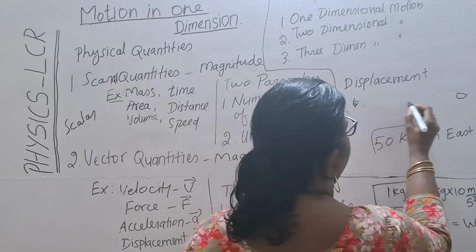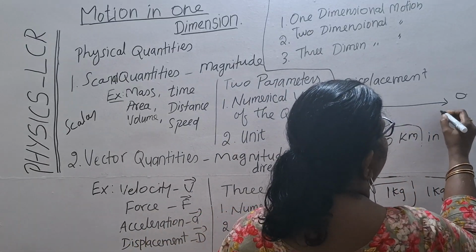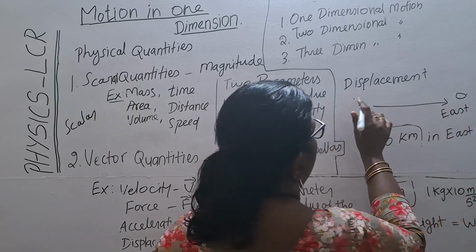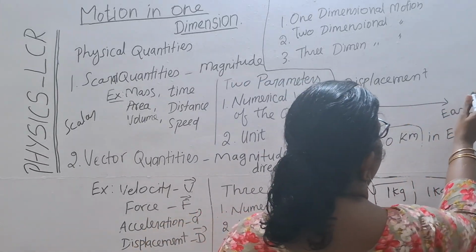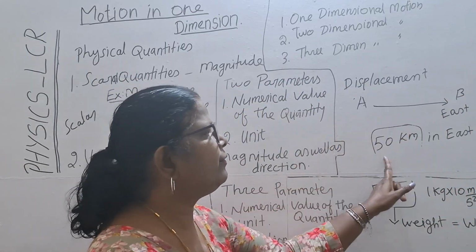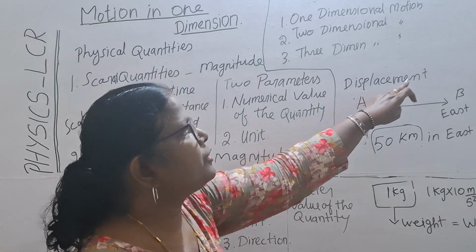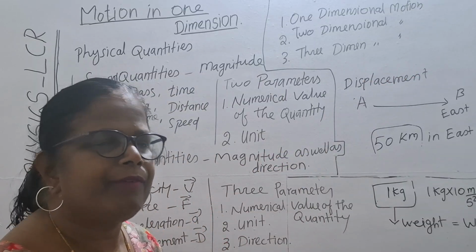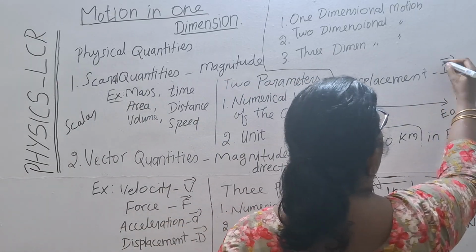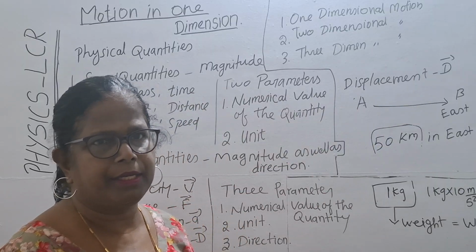It is 50 kilometer, so it travels in an east direction, from one position to another position. So the distance is 50 kilometer in the east direction. Okay. So displacement is a vector quantity, denoted by capital D. This is a vector quantity.